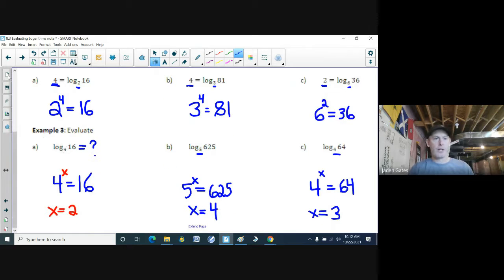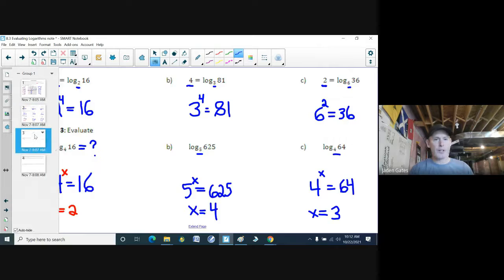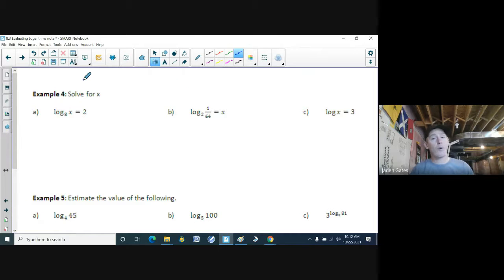All right, so let's continue on. We'll try a few more of these. Now we're going a different way here. It says solve for x. Okay. We have our base is 8. Again, the number on the other side of the equal sign is our exponent. So it looks like 8 squared is equal to x. Well, I guess x must be 64.